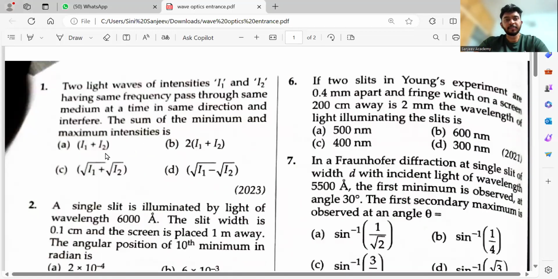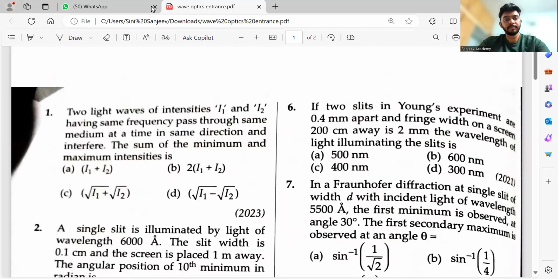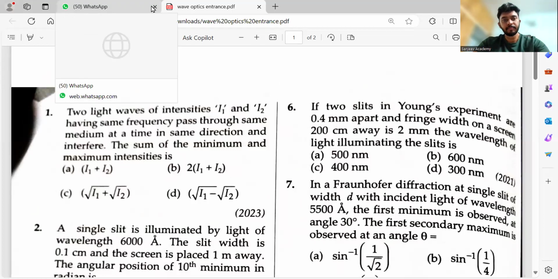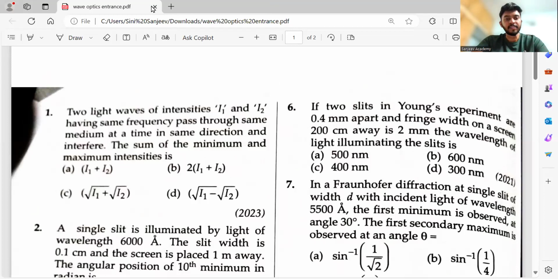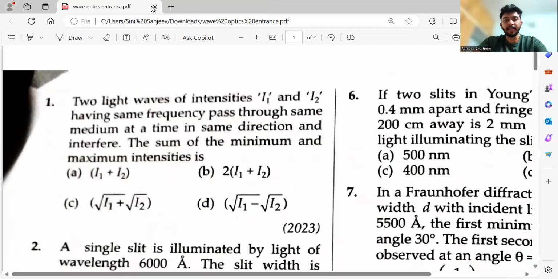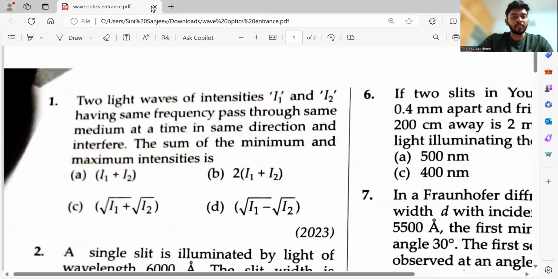So let's take the first question, as you can see here. Two light waves of the intensities I1 and I2, having the same frequency, pass through the medium at a time in the same direction. The sum of minimum and maximum intensities is how much? So this is our question.